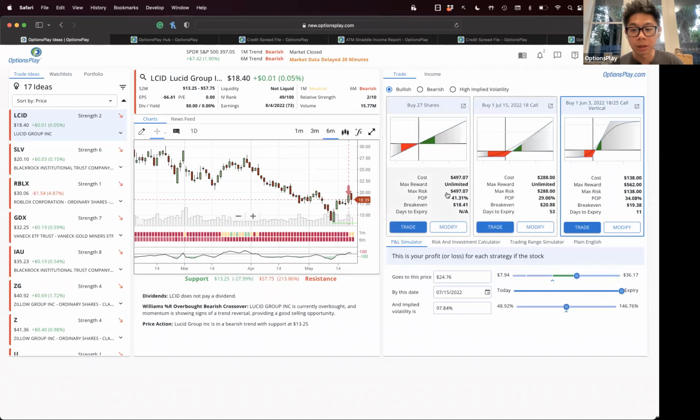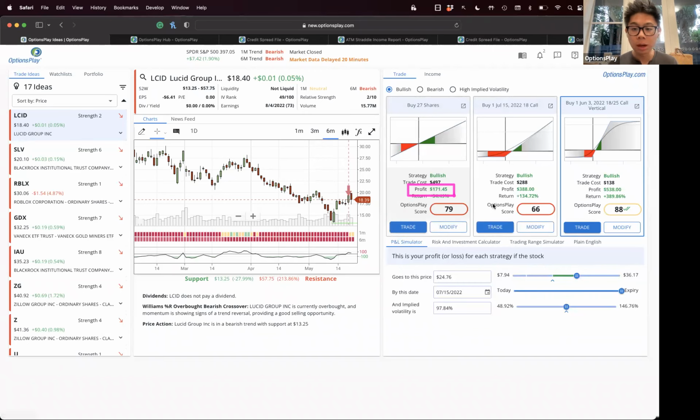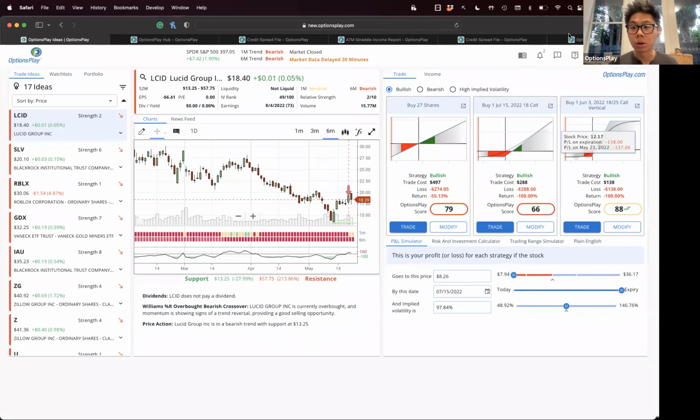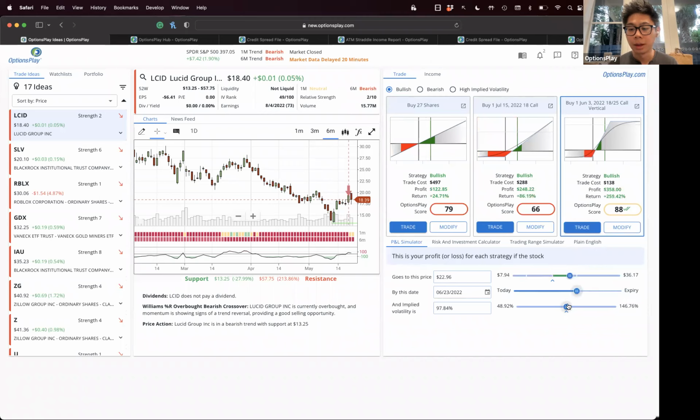If you go to the risk and investment calculator, you will see the profit, return, and loss as you move your dollar amount, as you move your time, and as you move your volatility. All of that affects your potential profit and your return.